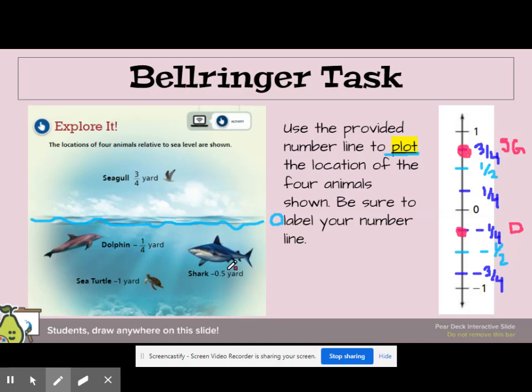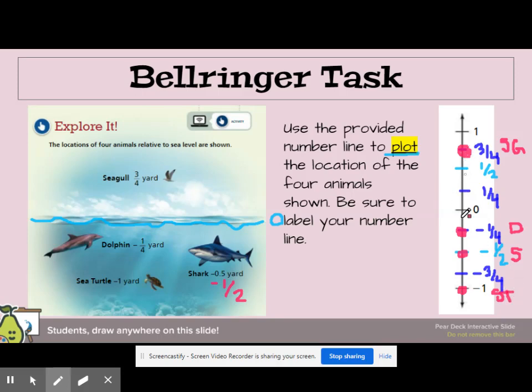My shark is negative 0.5, negative 5/10. Well, I don't have any decimals over here, but I should know in my brain that negative 0.5 is the same as negative 1/2. Okay, and I accidentally made a stray mark I need to erase. So negative 5/10 is the same as negative 1/2. This is where the shark is. I'm just going to put an S for shark. And the sea turtle was down negative 1. It was already labeled for me. I'll put an ST.